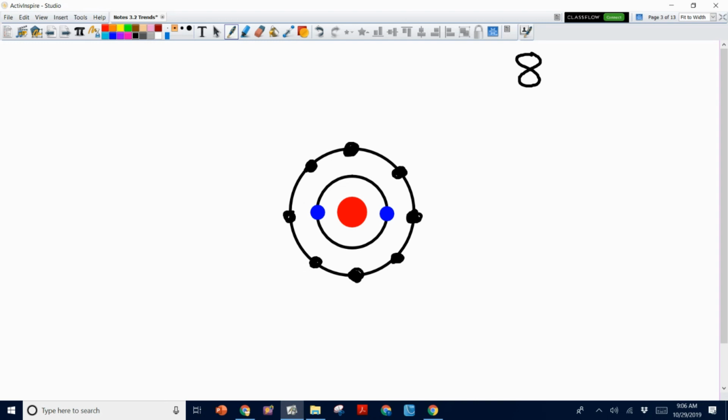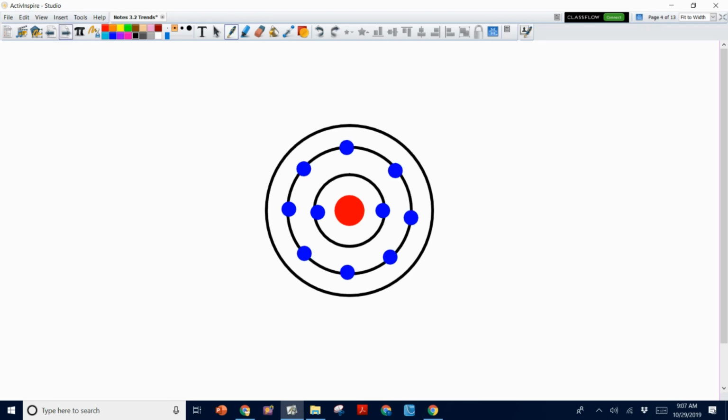Once it gets 8 on this shell for neon, then we have to add another shell. Once we add this shell, we have the 2 on the inside, 8 on the second shell, and now we're down to the third energy level, or the third orbital. So we start all over again. Sodium is going to have 11, magnesium 12, aluminum 13, silicon 14, phosphorus 15, sulfur 16, chlorine 17, and then we're back to a noble gas again, argon. Argon is going to have 18.